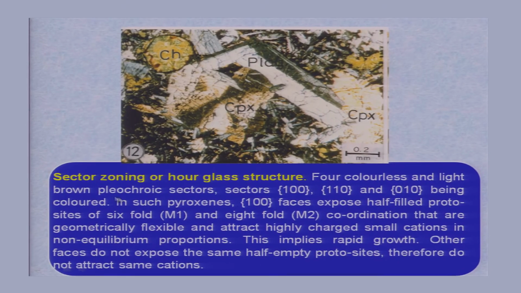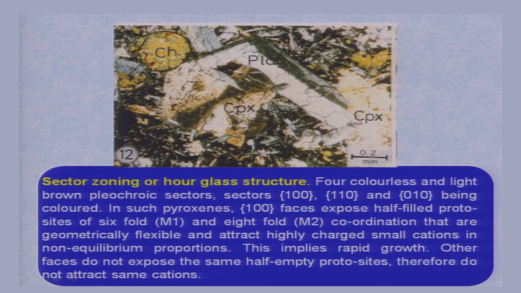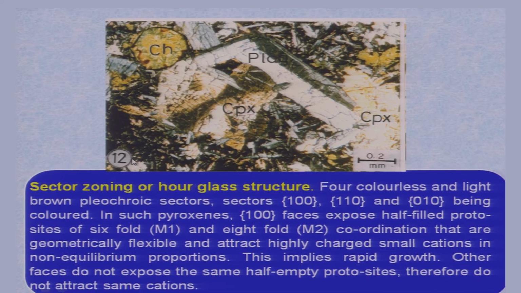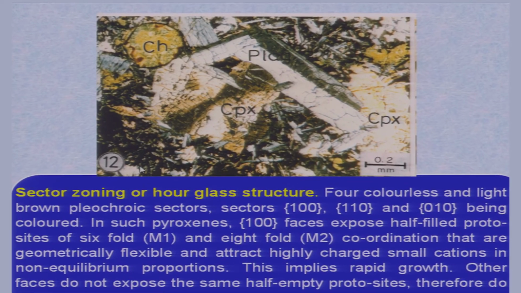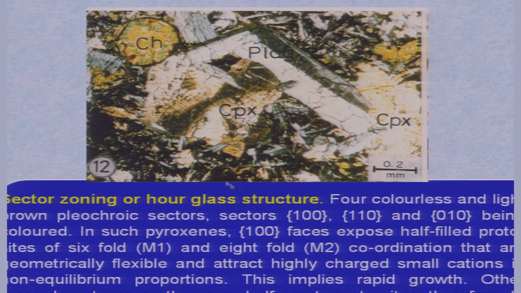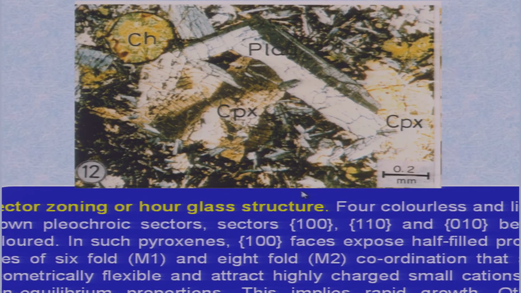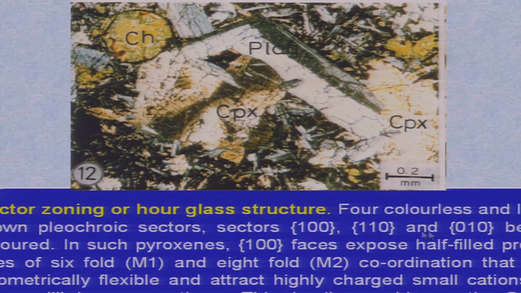I am showing you another slide here. This is also from the lava flow, which displays sectoral zoning or hourglass structure. What is hourglass structure? These are the colorless sectors and these are the light brown pleochroic sectors. These are the pleochroic sectors, the colored ones.